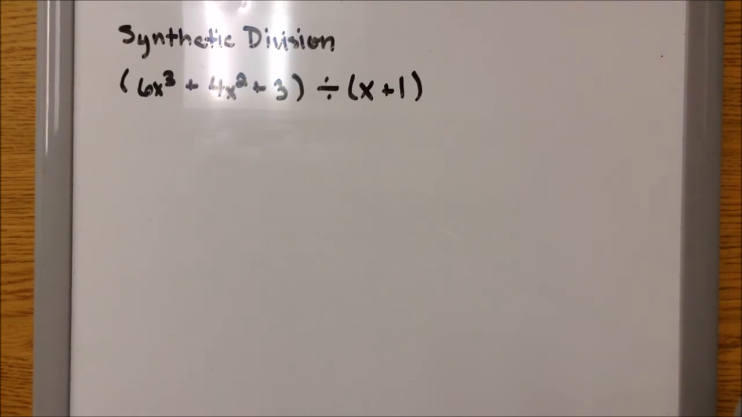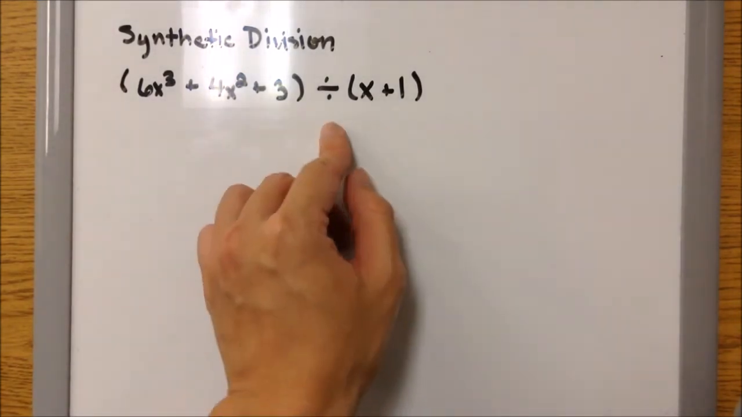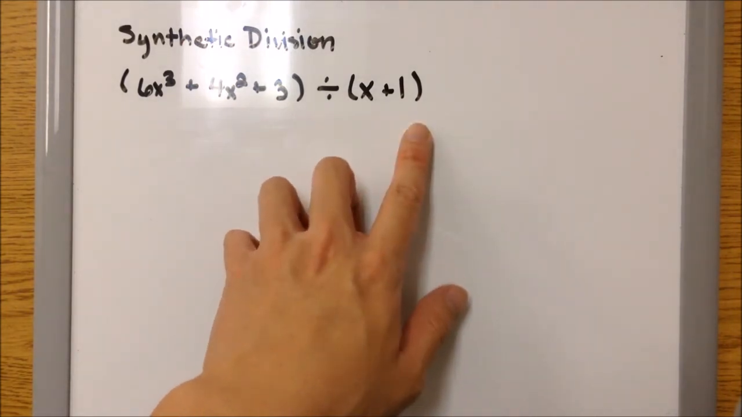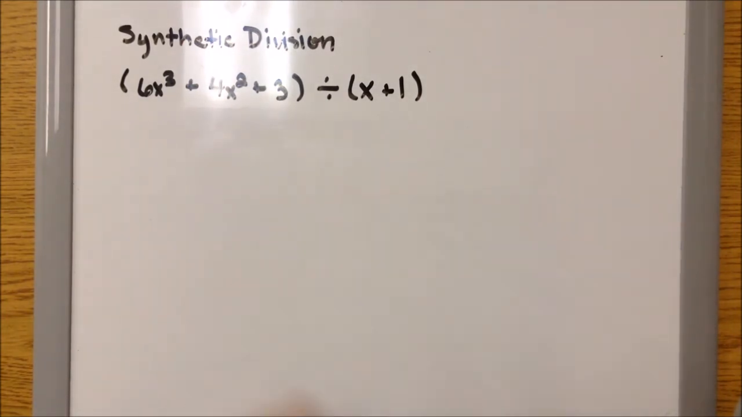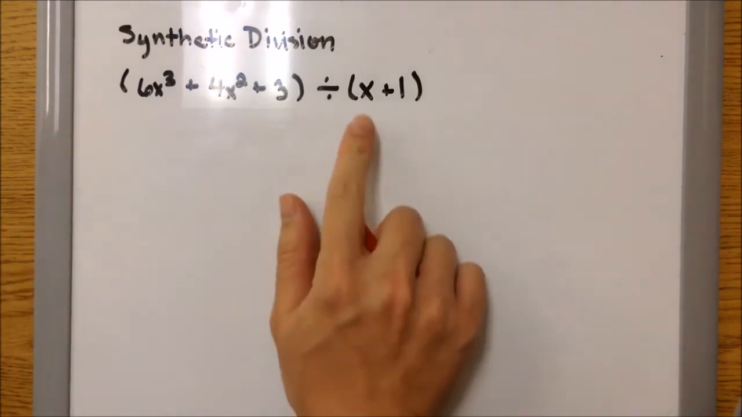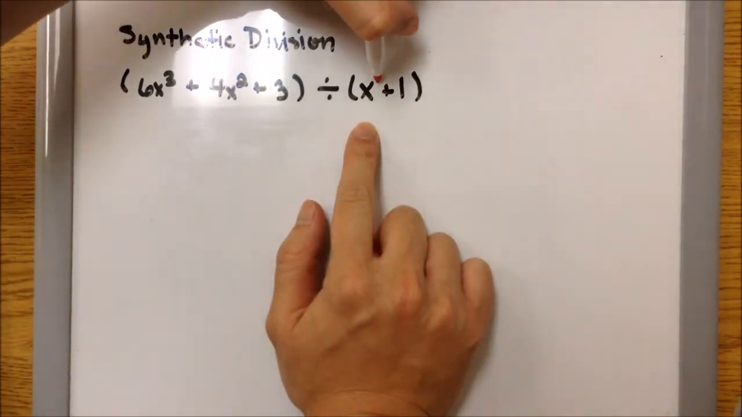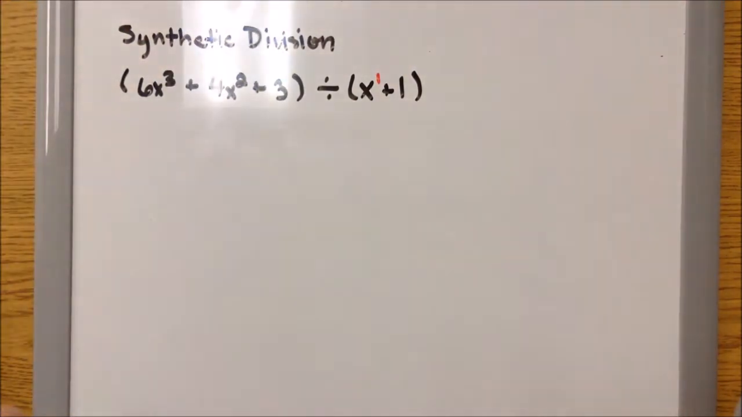So for our second example, we have a polynomial being divided by x plus 1. Now, let's check if we could use synthetic division. So right here, if we look in our divisor, we see that it has an invisible 1. So yes, we are good to go with synthetic division.